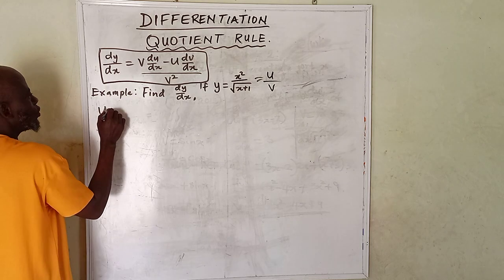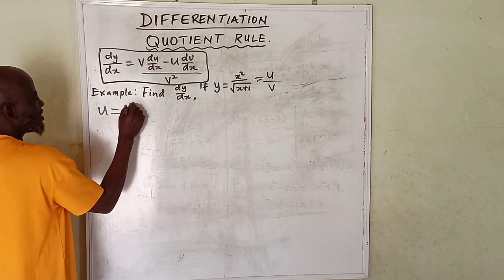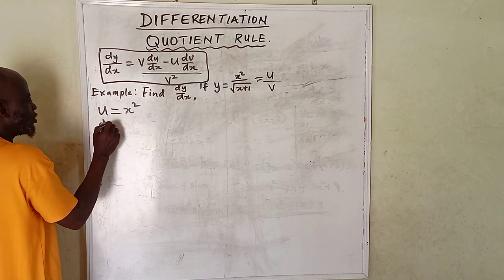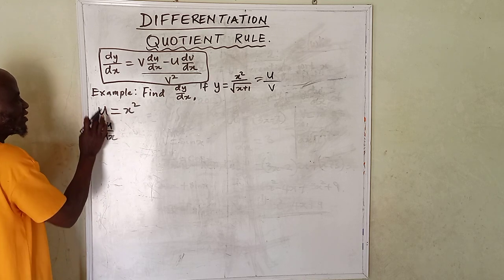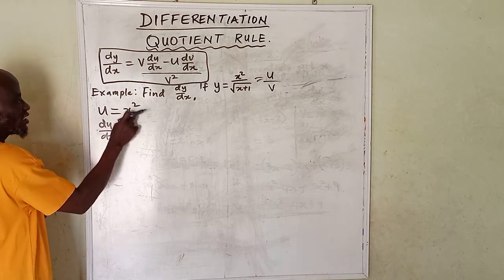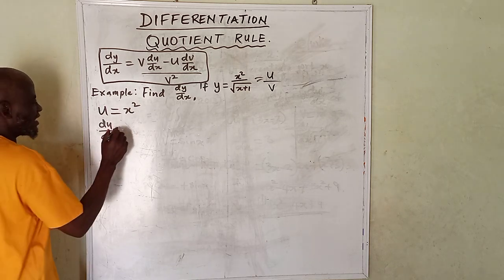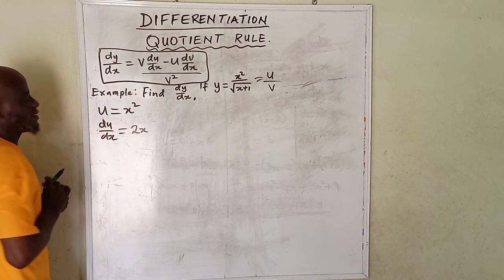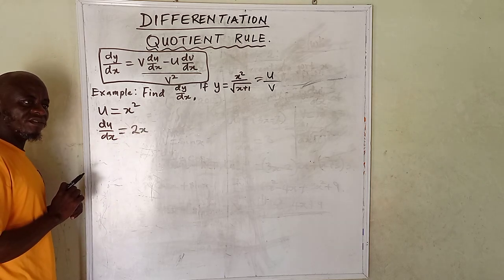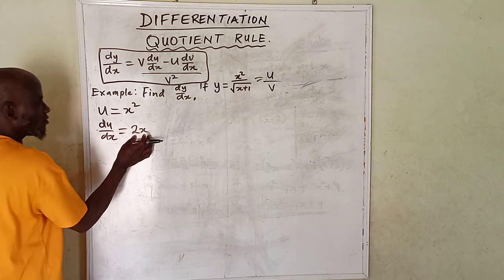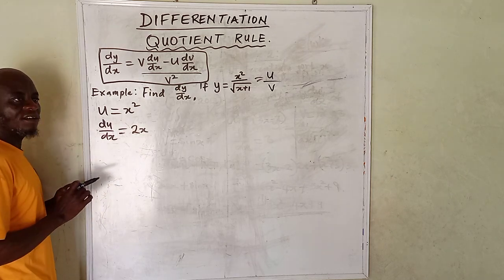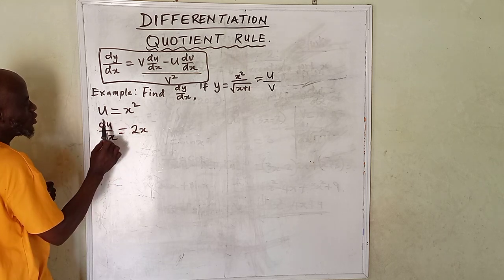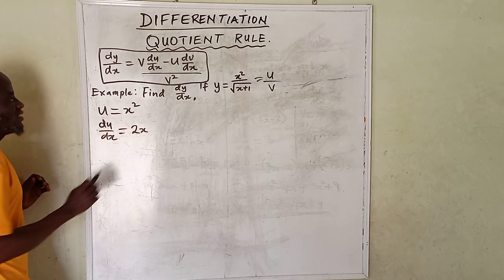So we say u equals what? x squared. We let u be x squared. Then immediately you find du/dx, that means you differentiate u with respect to x. Is that taken? When you differentiate x squared, you have 2x. If I have any question in differentiating, then you can see me later. So if you differentiate u with respect to x, we have 2x. Then you leave that part.